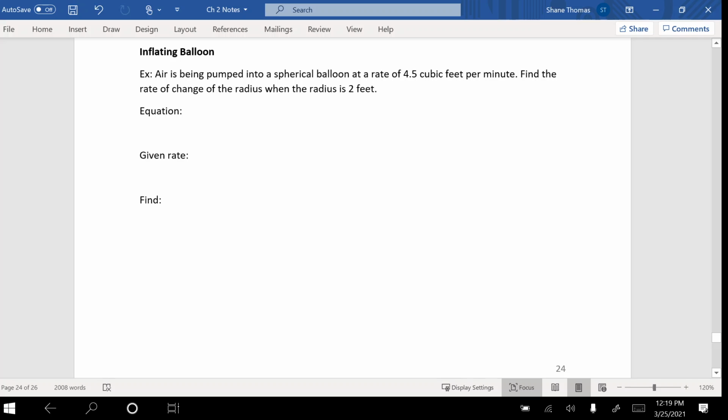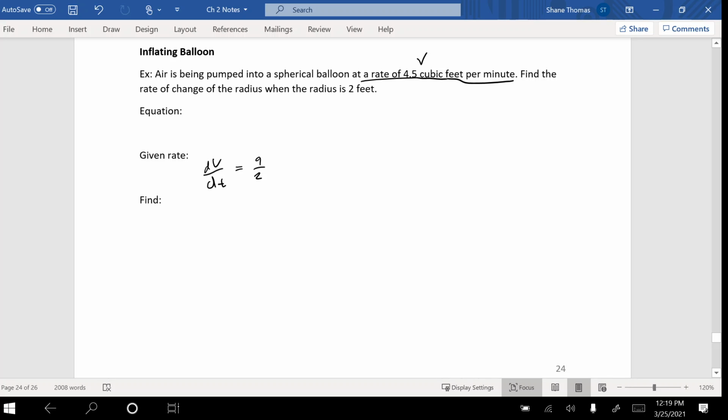So we're given a rate right off the bat, aren't we? 4.5 cubic feet per minute, and that would be cubic feet. That'd be volume, wouldn't it? All right, so this would be volume. So I would have, we'll call that dV/dt. So our dV/dt is 4.5. I'm going to make that 9/2, just because that's going to be a little easier on us. You all right with that? The 9/2 fraction works a little better than a decimal.